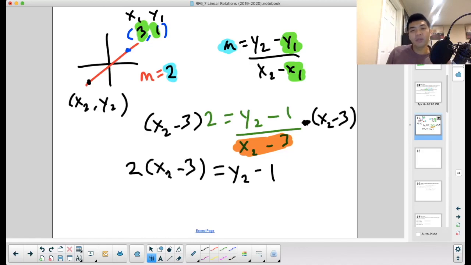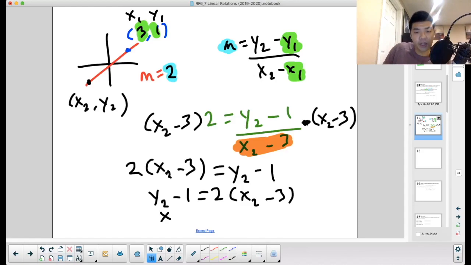Now we can clean this up a little bit more just so it looks quite familiar. I'm going to switch around the order of what I just wrote down. I'm going to switch the right side here and move it onto the left side. So I'm just going to say y2 minus 1 is equal to 2 times x2 minus 3. Now instead of calling it y2 and x2, I could also just have y minus 1, since it's the only y that I have in the equation right now. So y minus 1 is equal to 2 times x minus 3.